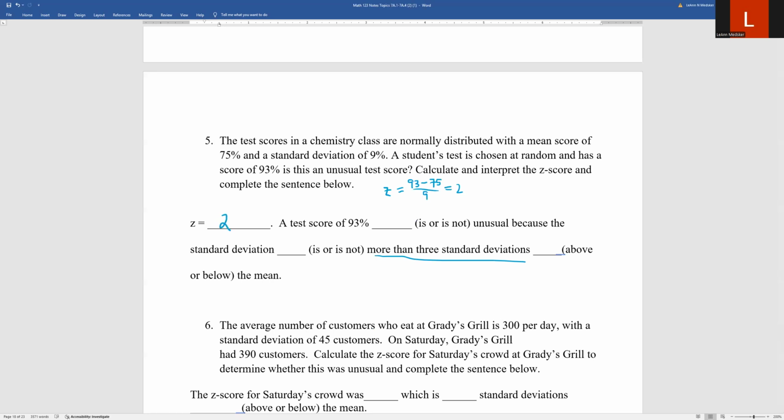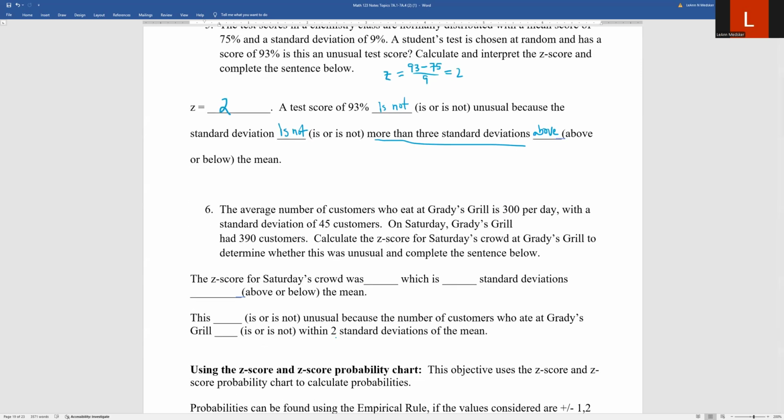A test score of 93% then is, and since they said we would be unusual if we are more than 3 standard deviations away from the mean, okay? So this is not unusual for this class because it's not more than 3 standard deviations, and in this case, it's positive, so above the mean. So for these, you really have to read it back to yourself a couple times to make sure you've chosen the right sentence structure, okay? It's not unusual because they said unusual would be further than 3 away. All right, let's look at another one. Now, I believe on this one, I needed to change something.